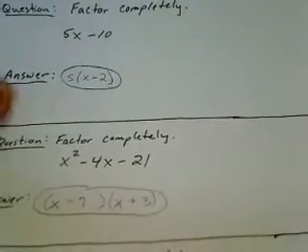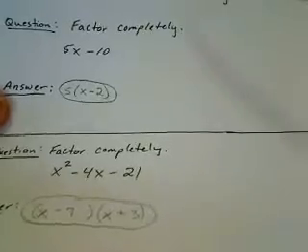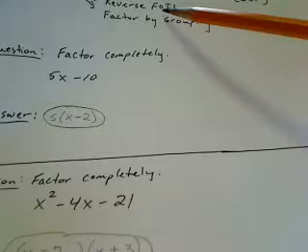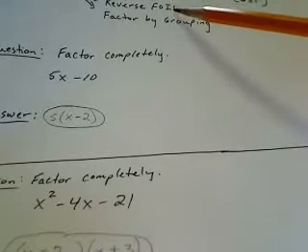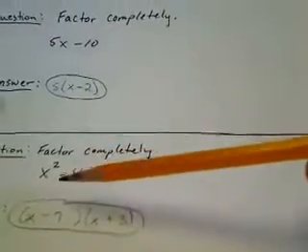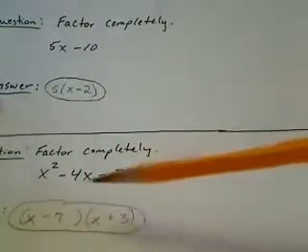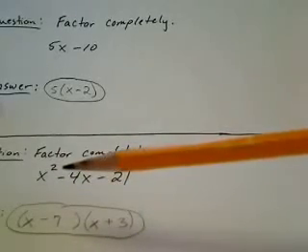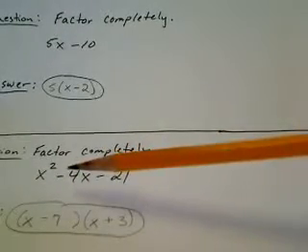So now we look to reverse FOILing. And FOIL stands for the first term, F, the outside term is O, the I is the inside term, and the L is the last term. Now you can do that with quadratics. Always have the quadratic written in descending order, and a quadratic has a power raised to the second exponent.